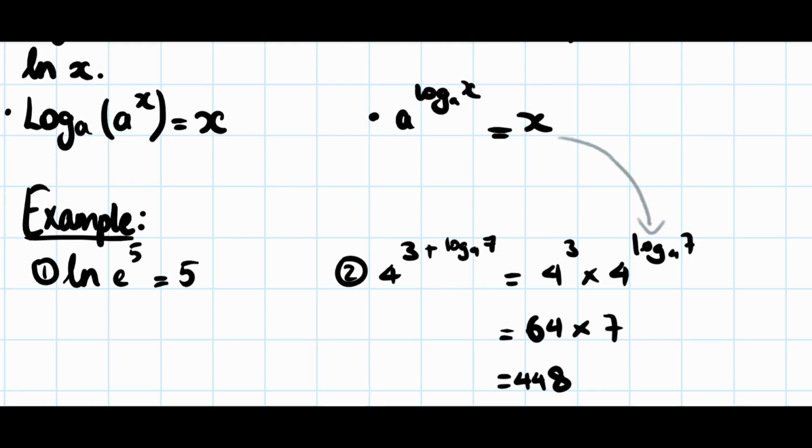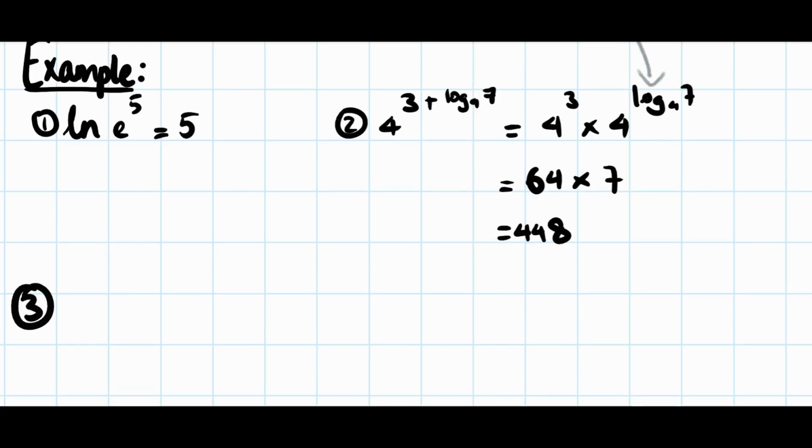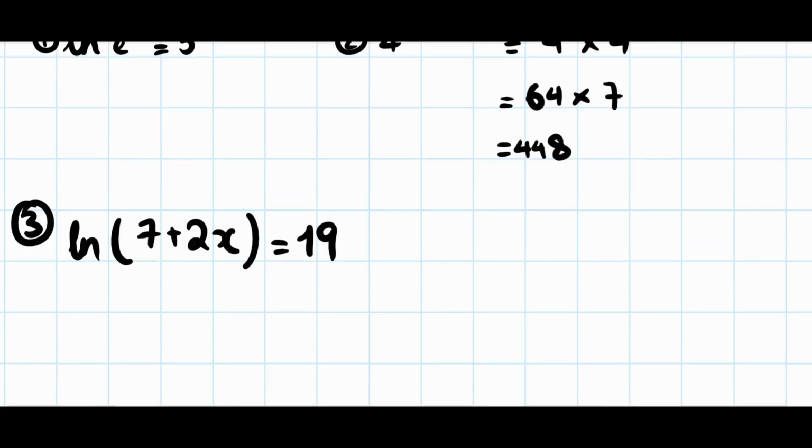Now we've had a look at some examples with numbers. We're now going to add in some variables like x and find what the value of x would be in terms of our logarithms. So for our third example, we are going to have our natural logarithm. So that's going to be ln of 7 plus 2x, which is equal to 19. And now here we've got our variable x inside the natural logarithm. So we're going to get what x is.